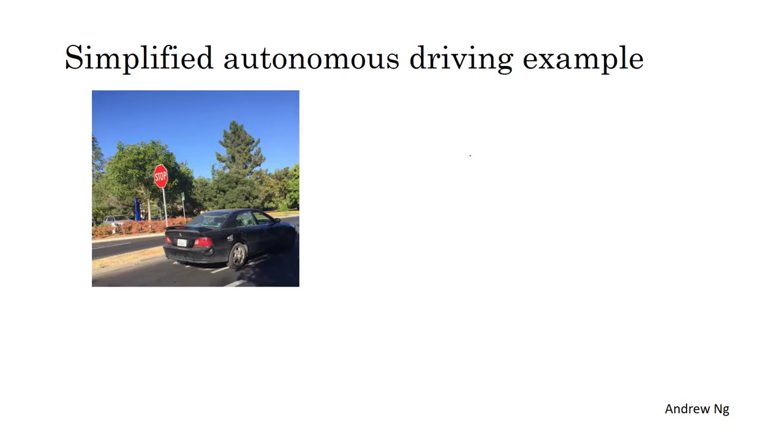Let's say you're building an autonomous vehicle, building a self-driving car. Then your self-driving car will need to detect several different things, such as pedestrians, detect other cars, detect stop signs, and also detect traffic lights, and also other things. So for example, in this example on the left, there is a stop sign in this image, and there is a car in this image, but there aren't any pedestrians or traffic lights.